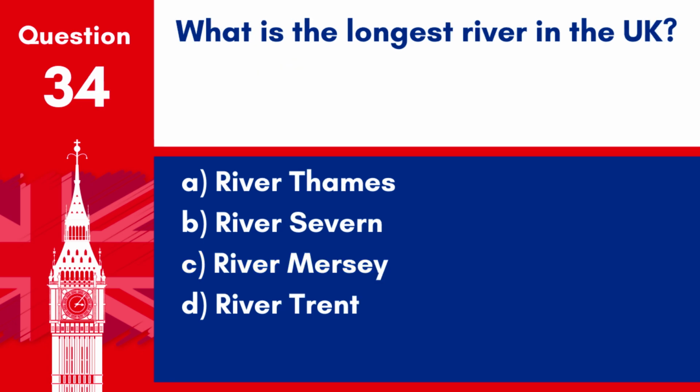Question 34. What is the longest river in the UK? A. River Thames. B. River Severn. C. River Mersey. D. River Trent. Answer. B. River Severn. The River Severn is the longest river in the UK.